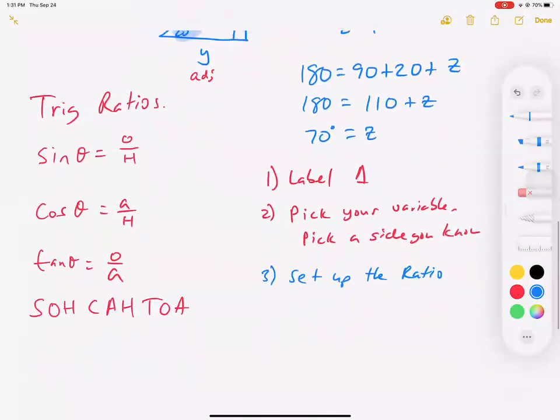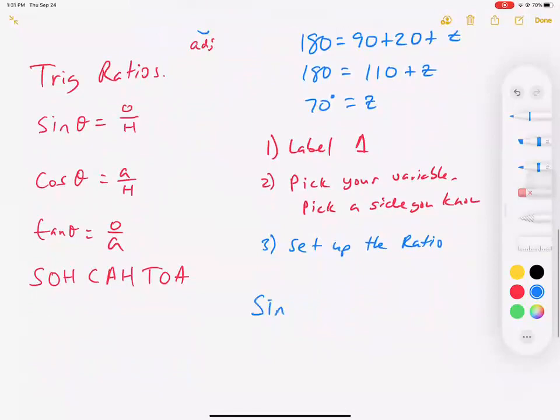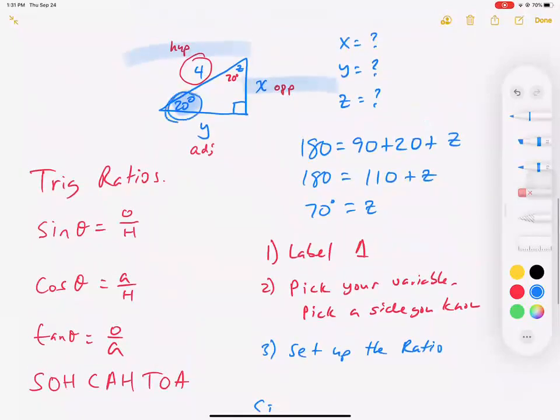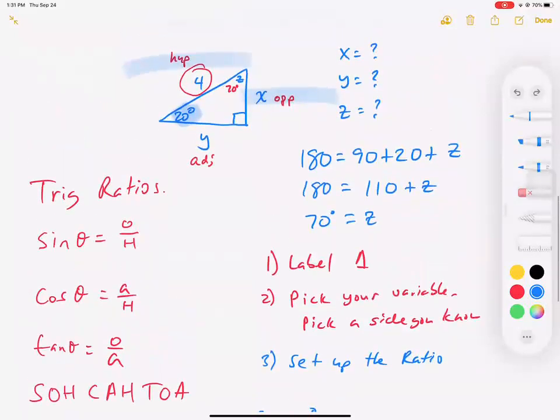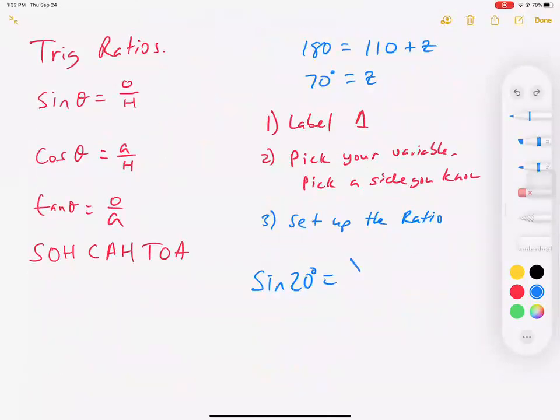So the setup of the ratio is sine of theta. What was the angle that adjacent and opposite was referring to? This was referring to 20 degrees. Sine of 20 degrees is equal to, now let's copy the sides. The side is opposite. Let's take a look at my triangle. The opposite side was the letter X. Hypotenuse was the number 4. So we're, no joke, just going to write X over 4.